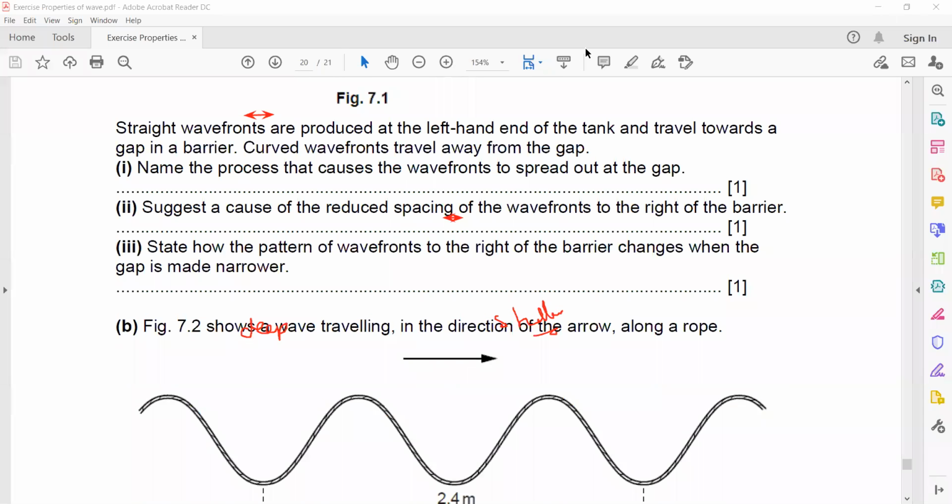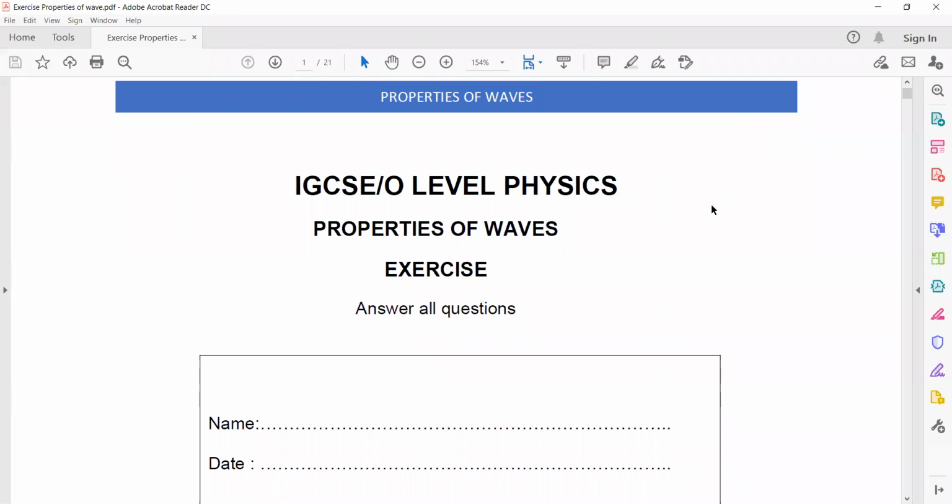Any other doubt in this exercise? Properties of the waves?